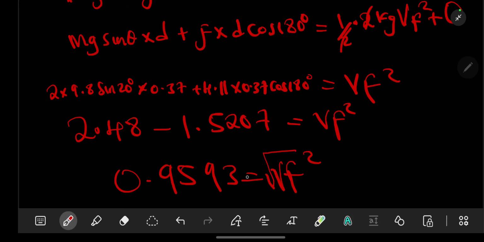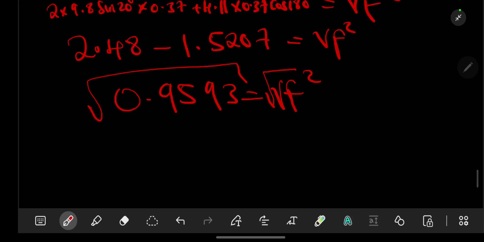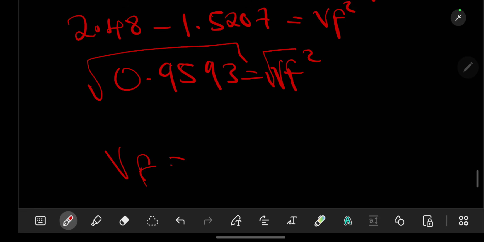To find the speed, we find the root. We have v final, which should be equal to, so if we find the square root of this will give us a 0.98 meters per second. So that is how we deal with work on an incline.